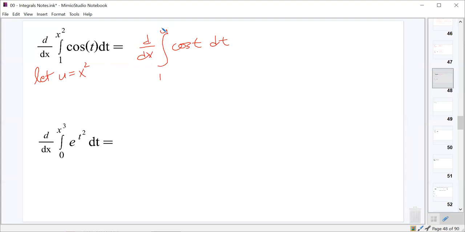Well, the chain rule says take the derivative of it in terms of u, so the derivative of an integral of a function is just the function in terms of the variable, cosine u, times the derivative of u with respect to x. Well, what's du dx?